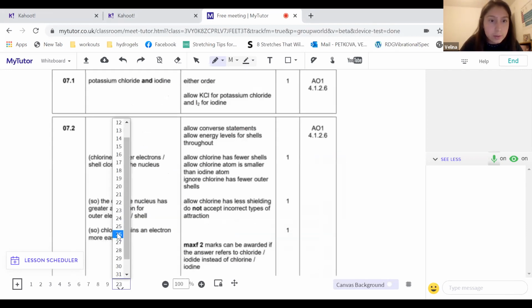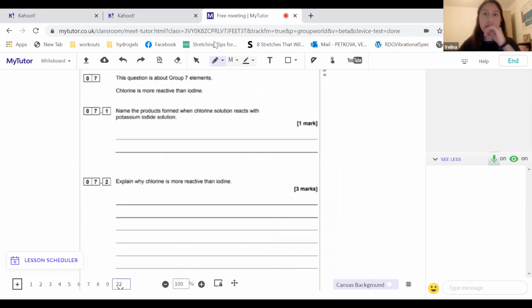So, okay, where was I? I want to show you guys the use of the mark scheme and why it's so helpful to do past papers. So here, a question about group 7 elements. Chlorine is more reactive than iodine. Name the products formed when chlorine solution reacts with potassium iodide.